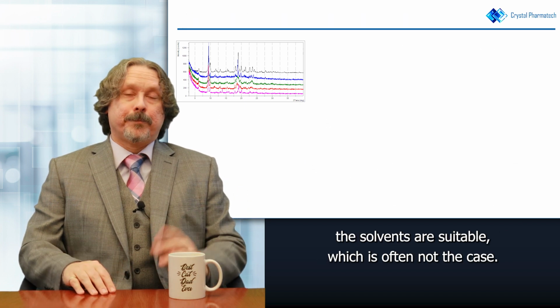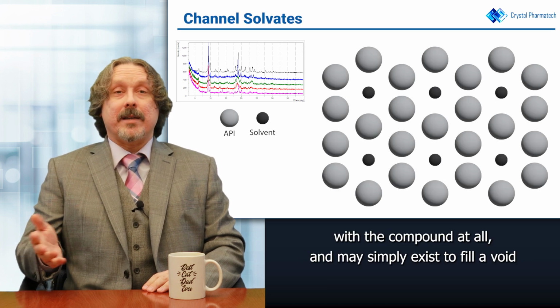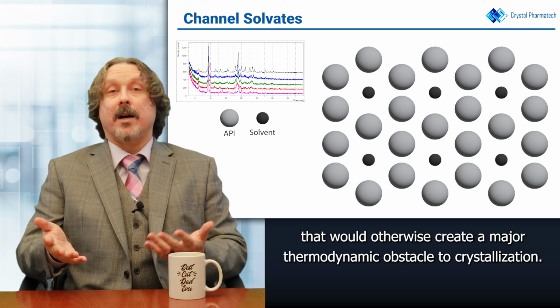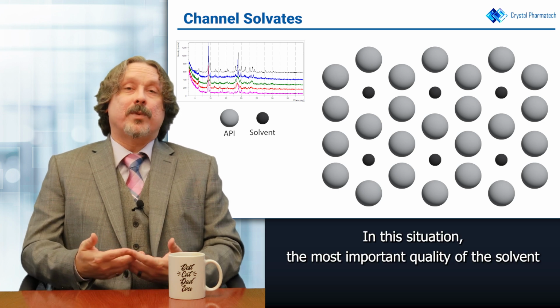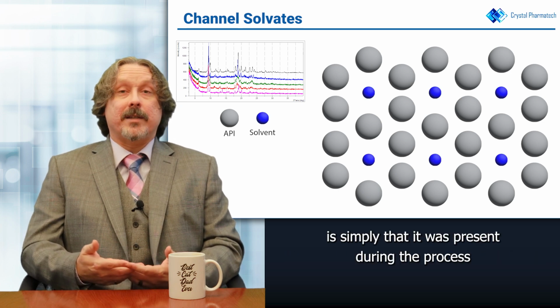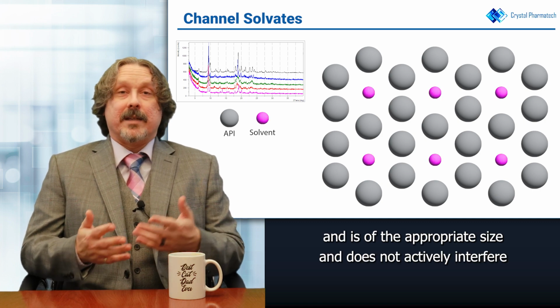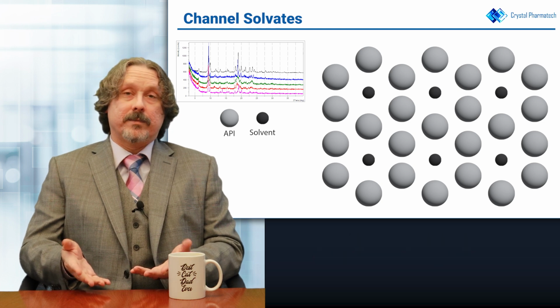often not the case. Second, the solvent may have no interactions with the compound at all, and may simply exist to fill a void that would otherwise create a major thermodynamic obstacle to crystallization. In this situation, the most important quality of the solvent is simply that it was present during the process, and is of the appropriate size, and does not actively interfere with the interactions that influence the crystallization.